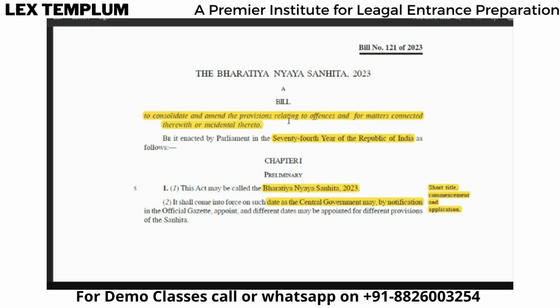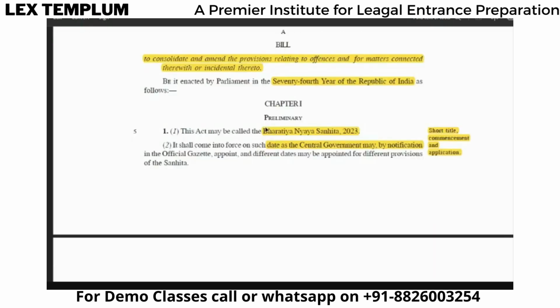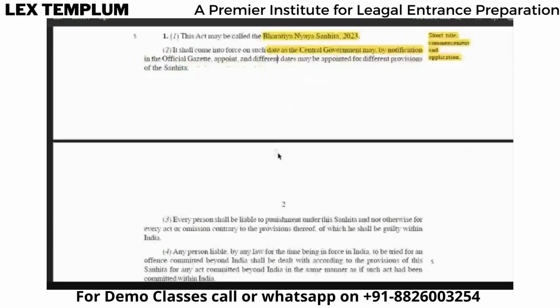Secondly, in which year it was enacted? 74th year of the Republic of India. This becomes important. Third thing about it is, what is the name? Bharatiya Nyaya Sanhita. Fourth, when will it come into force? It will come into force on the date of notification issued by the central government in the official gazette. This is all important for the first section.